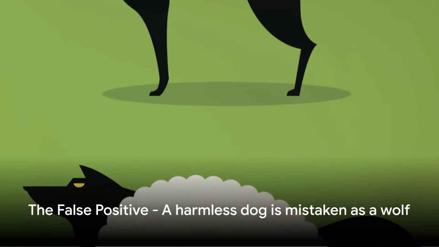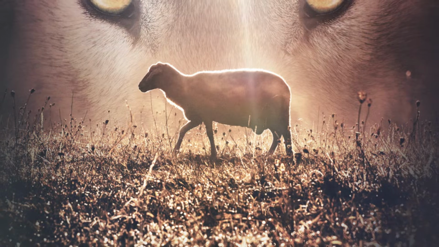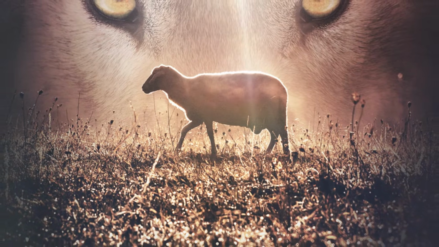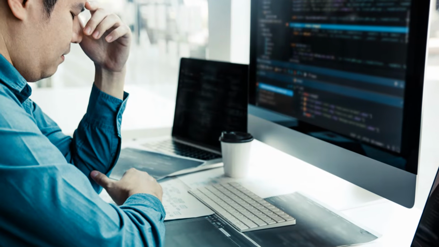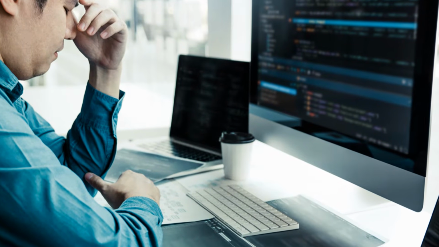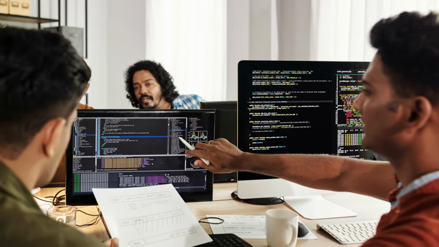Imagine you're a shepherd and your job is to protect the flock from wolves. Now, what if a harmless dog is mistaken for a wolf? That's a false positive. In software testing, a false positive is when a test incorrectly indicates that a defect or issue is present. It's like our shepherd seeing a fluffy dog, mistaking it for a wolf, and sounding the alarm. Everyone rushes to action only to discover that it was just a friendly dog, not a predator. There was no actual threat, but resources and time were spent dealing with a non-existent problem.